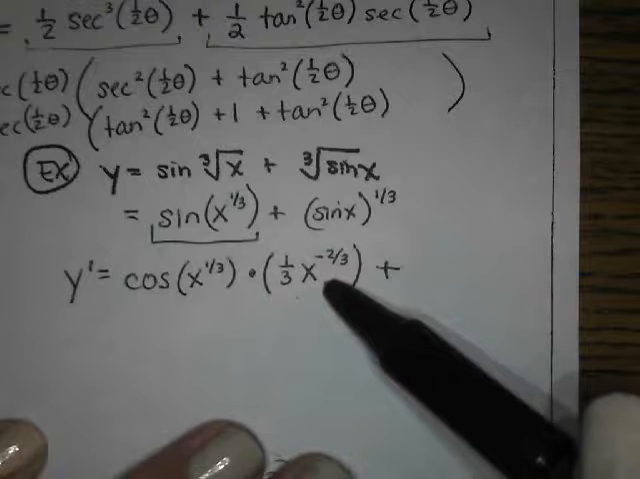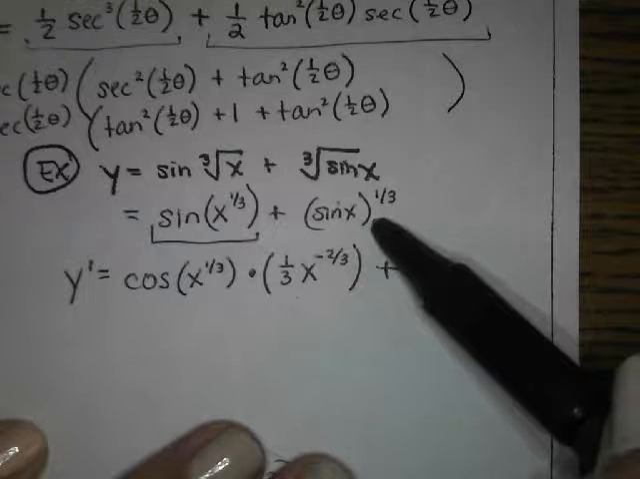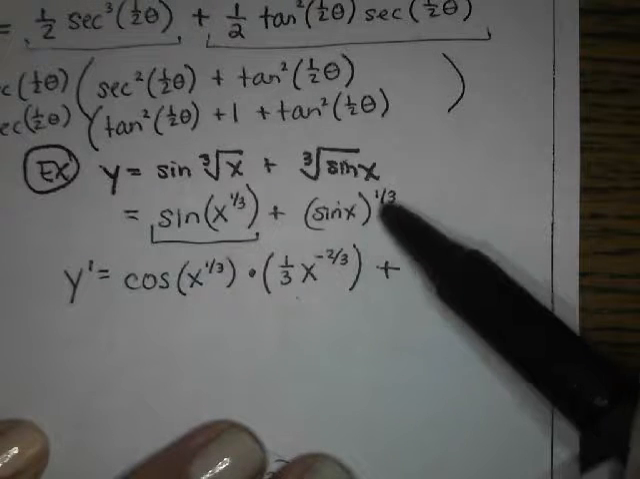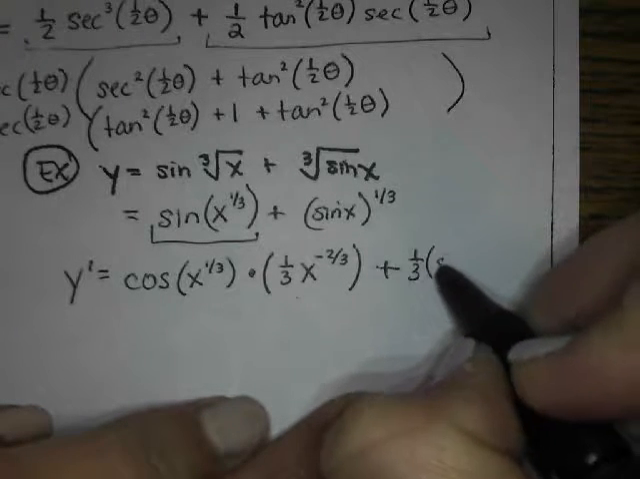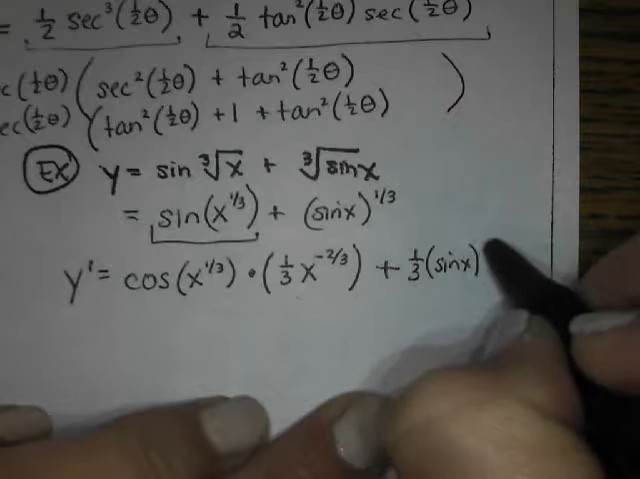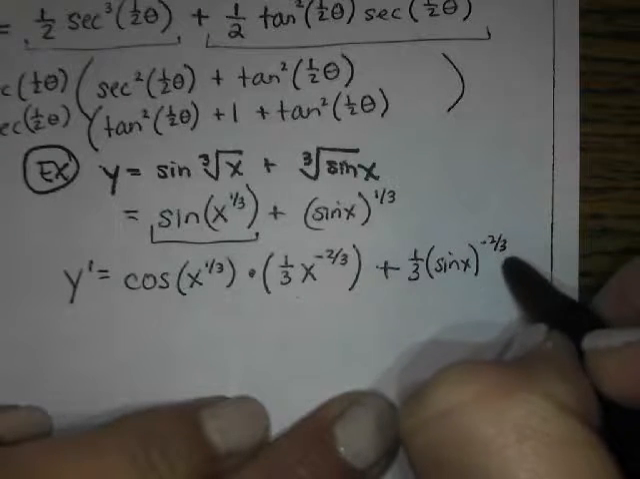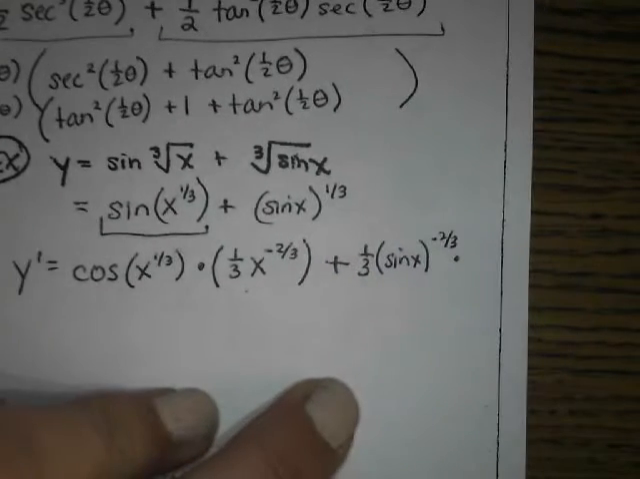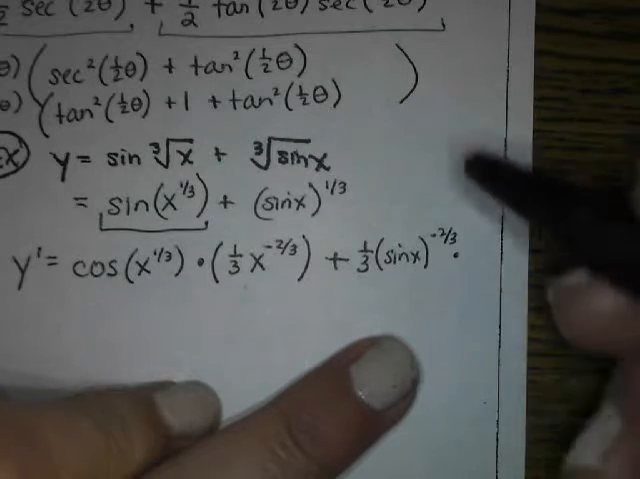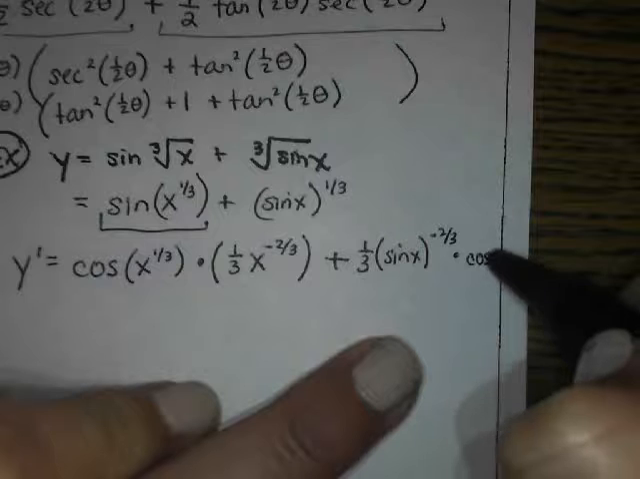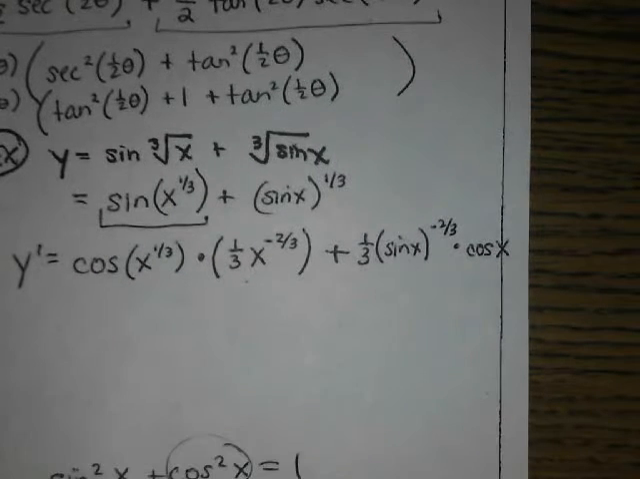On the next one, it's going to be the power rule, followed by the chain. So I'm bringing the 1/3 out in front, keeping my sine x, but now that sine x is being raised to the negative 2/3 times the derivative of what's inside. What's the derivative of sine x? Cosine x. Good. So derivative stuff is over. From here on out, it is exclusively cleanup.